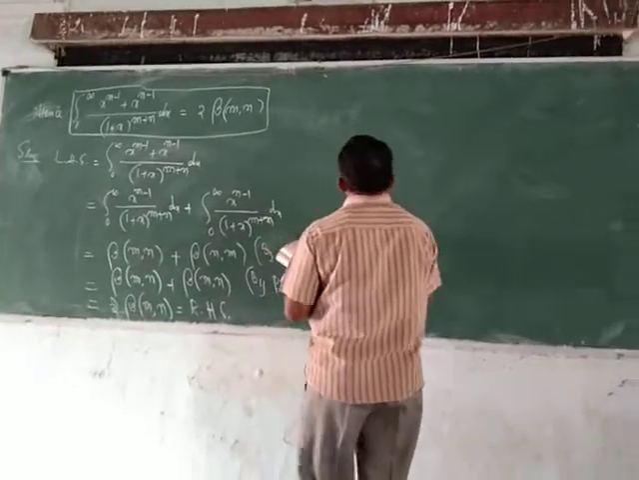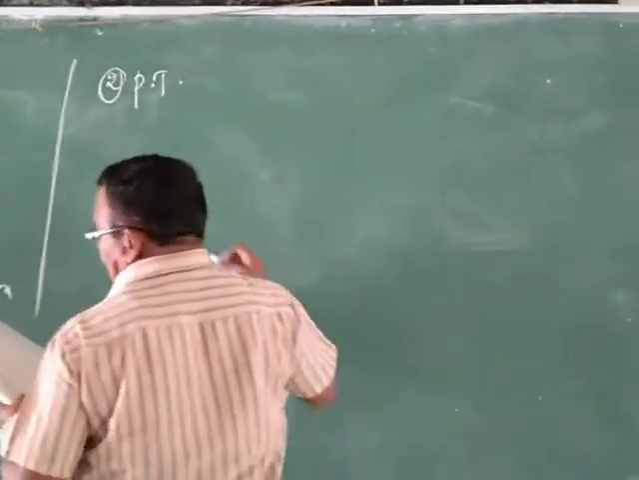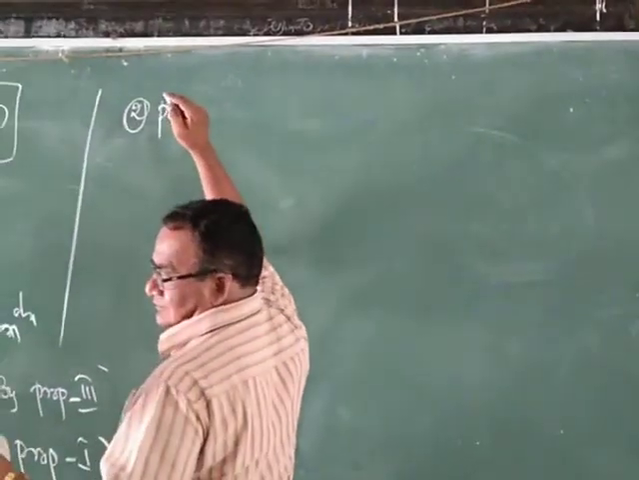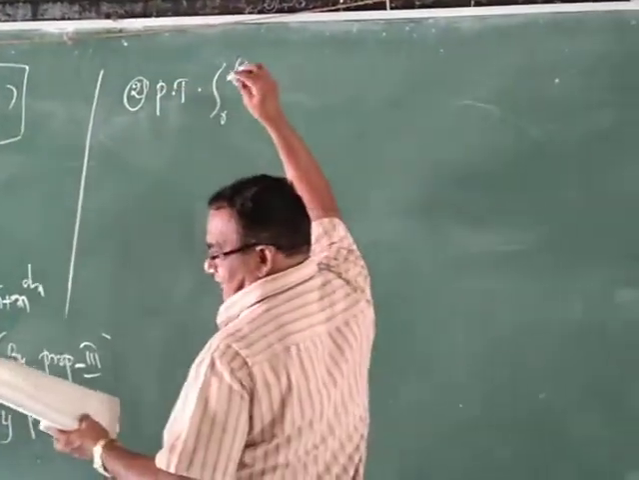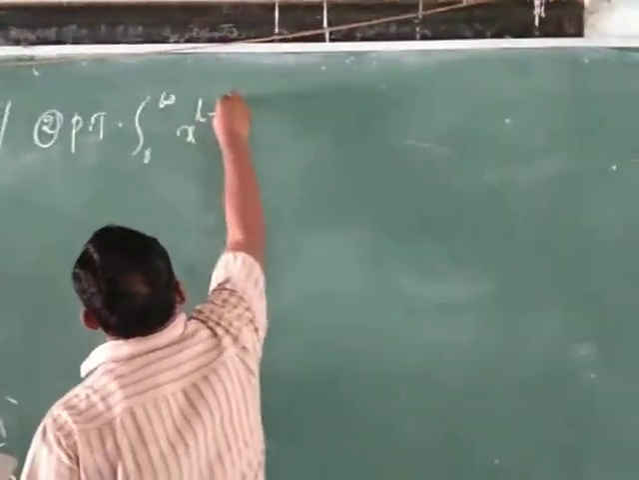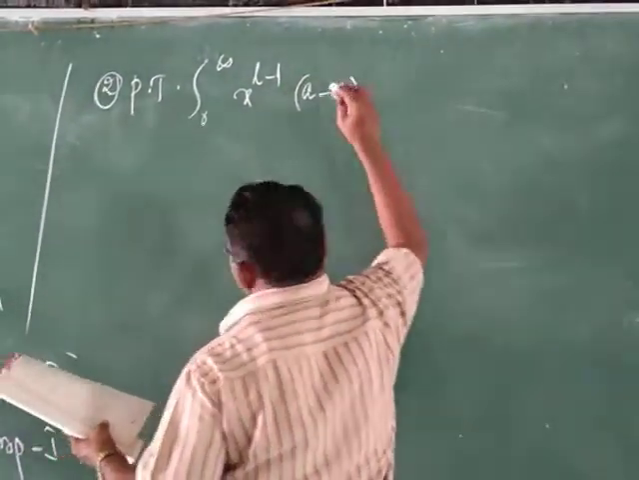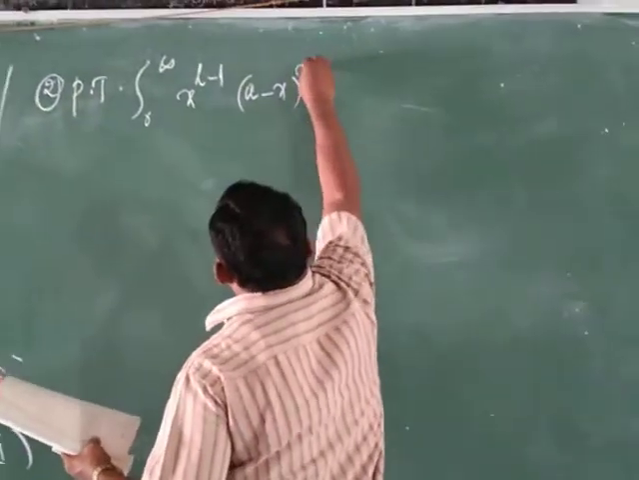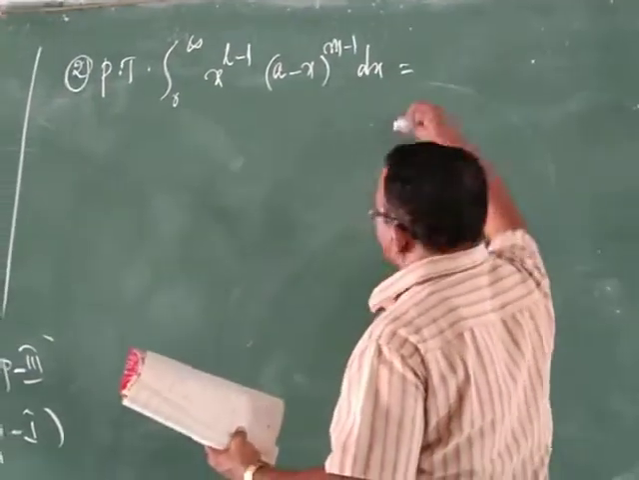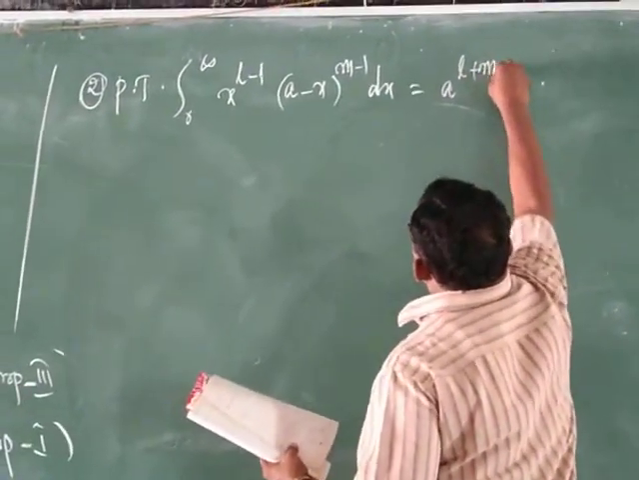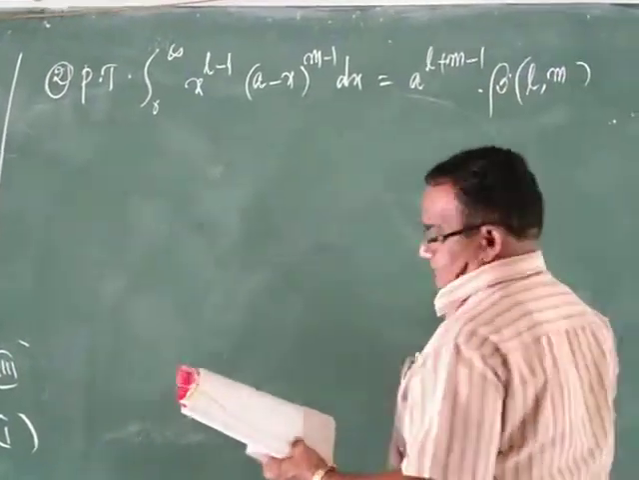Second example is this. Prove that the integral from 0 to a of x to the power l minus 1 into (a minus x) whole to the power m minus 1 dx is equal to a to the power l plus m minus 1 into beta(l, m) here.